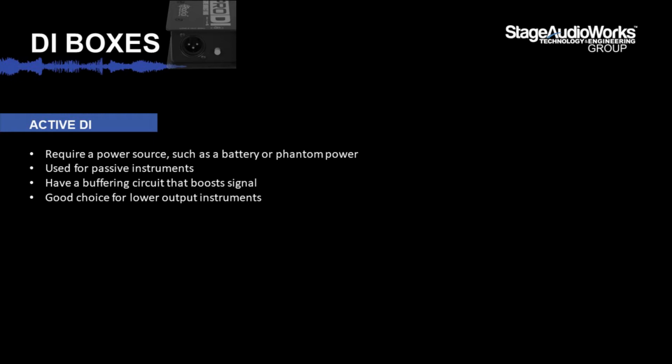and makes them a good choice when used with lower output instruments. Passive DIs are generally used for higher output devices that have built-in buffers, such as keyboards or active basses. So that would be a bass that, if your bass can take a battery, or electronic percussion, these types of things. Passive DIs are generally used, and passive DIs use a transformer to do the work.